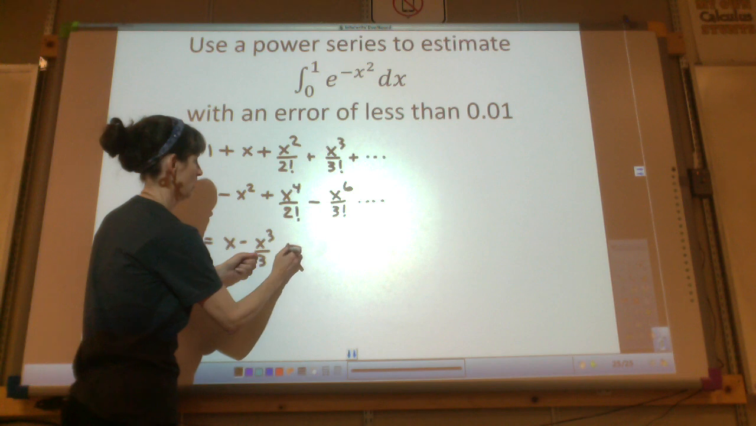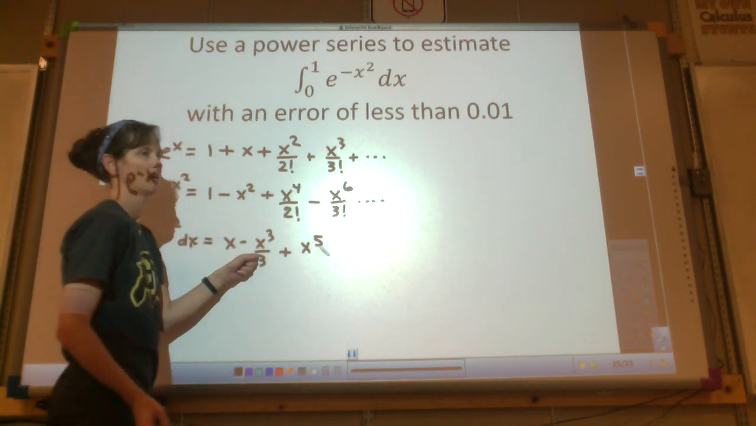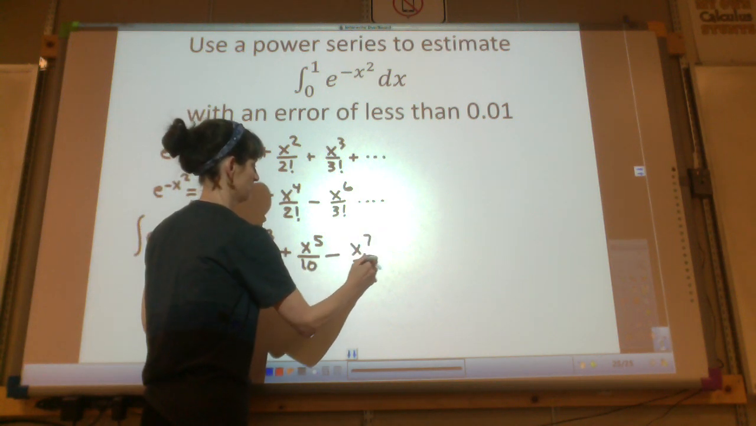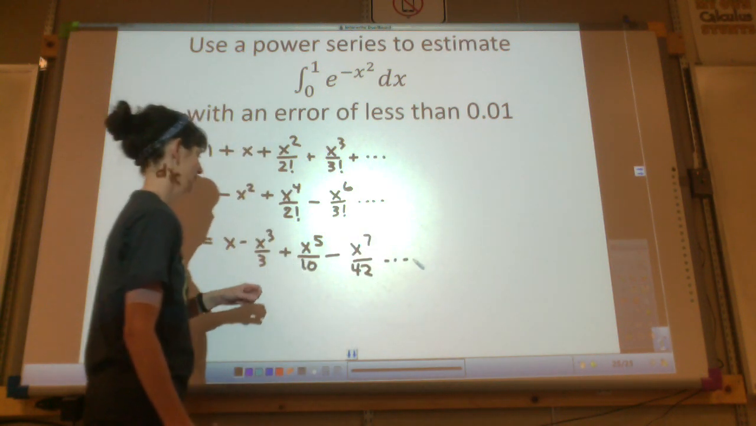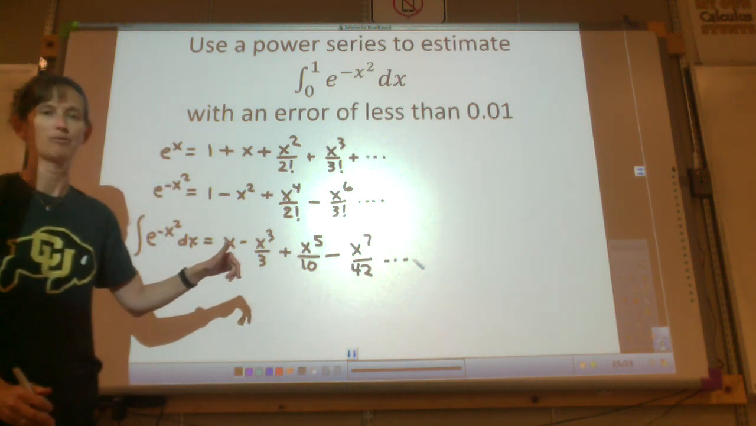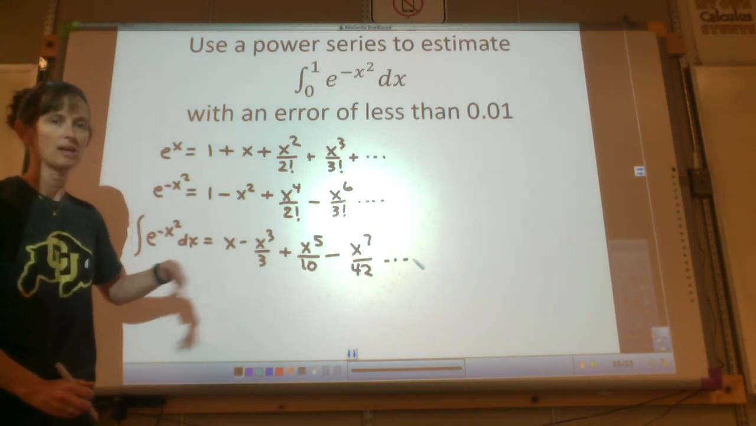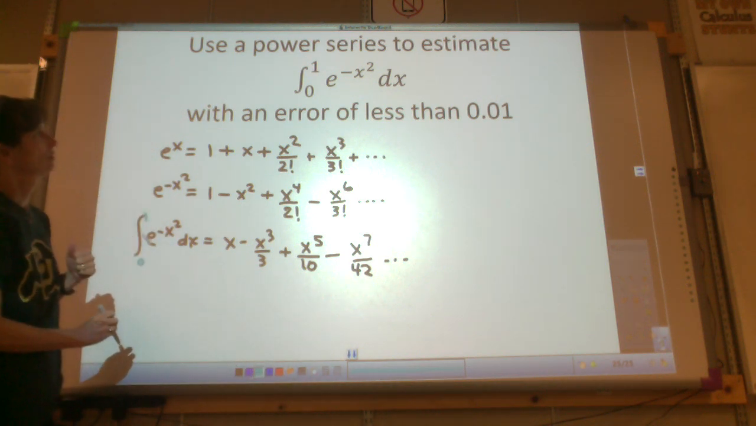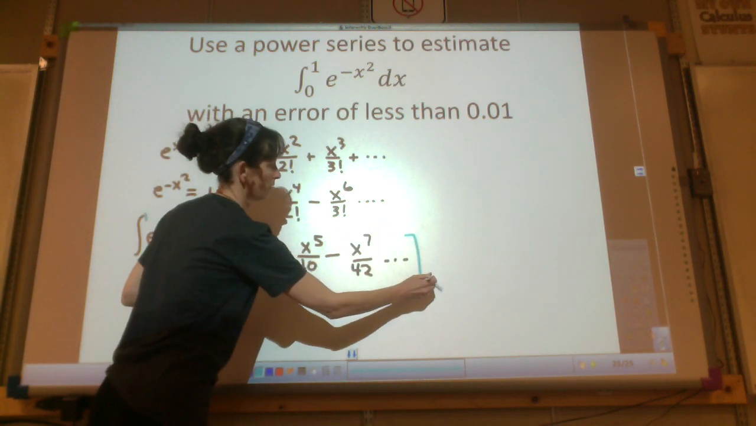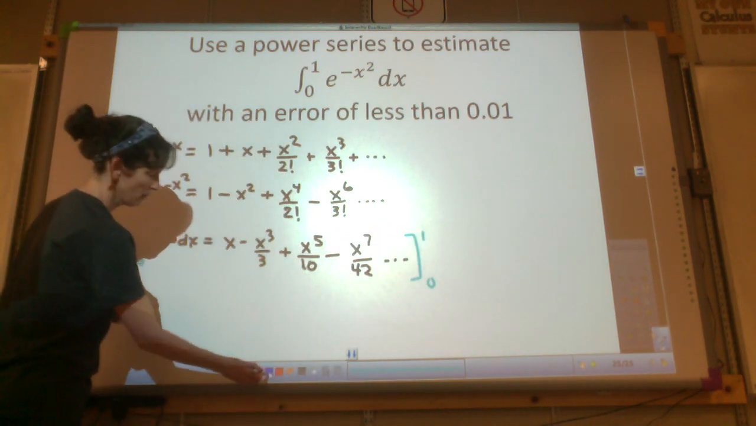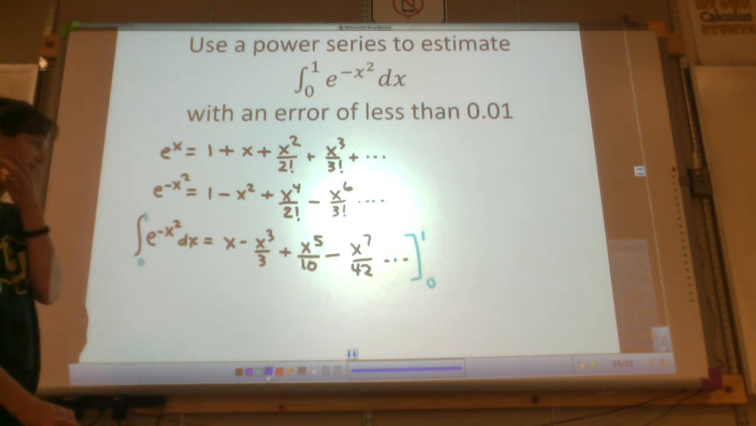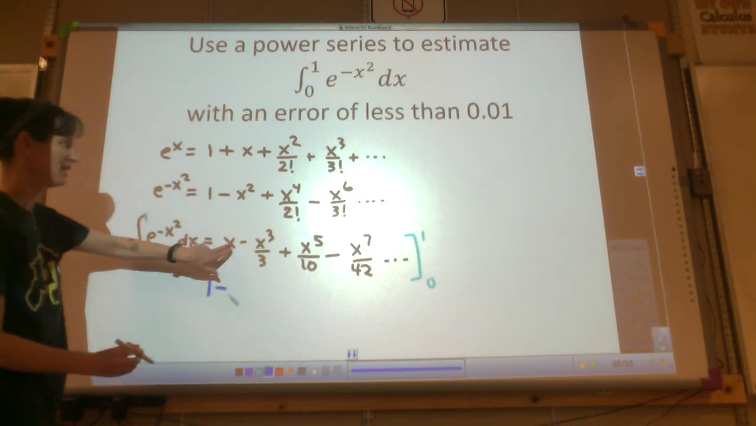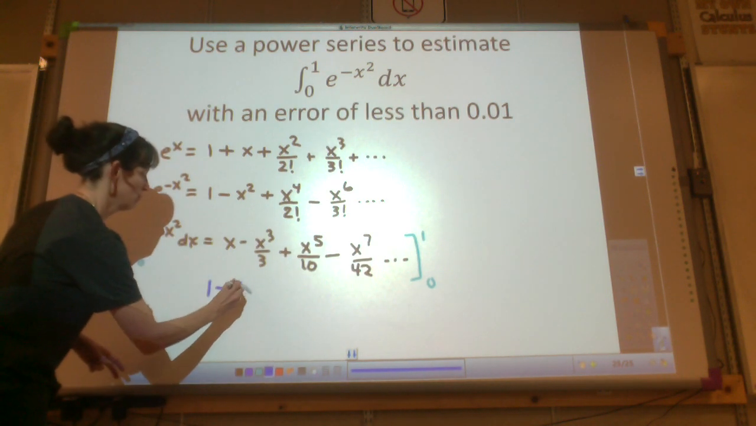Antiderivative, little help. x to the fifth over 5 times 2 is 10. x to the seventh over 7 times 6 is 42. Okay, so now we have an expression for the antiderivative of this. And what I'm going to do next is just add some bounds here, and add some bounds here, and evaluate. So cool. I know, this is like the penultimate example. Okay, so I'm going to plug in 1 to all of this, and I hope this is enough, and we'll find out in a minute.